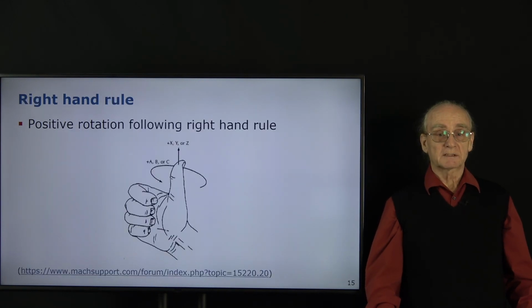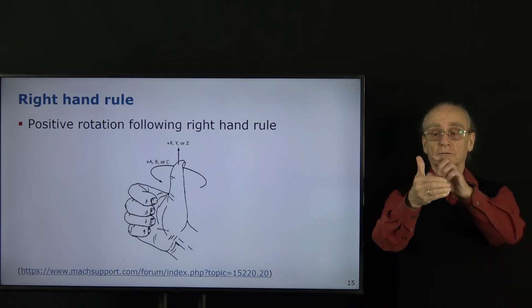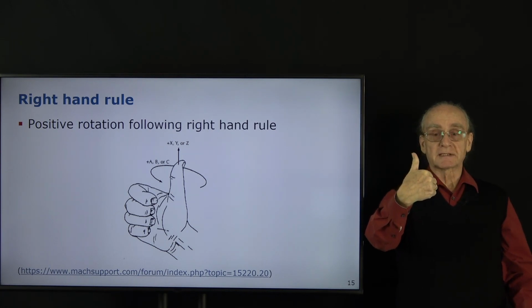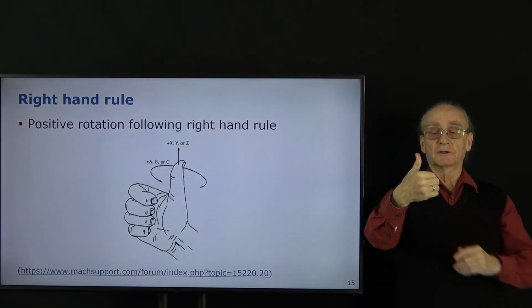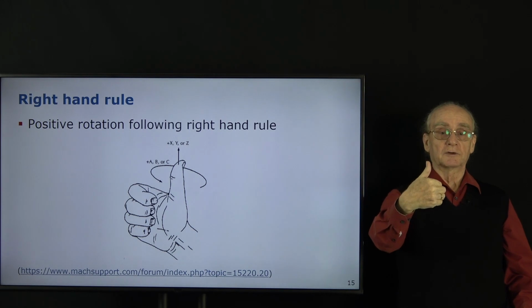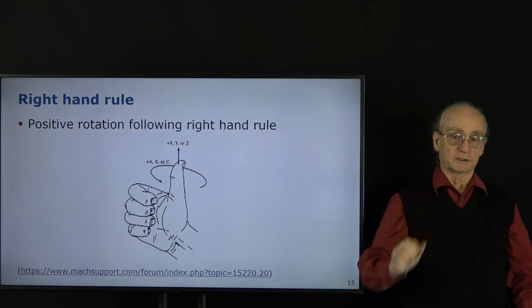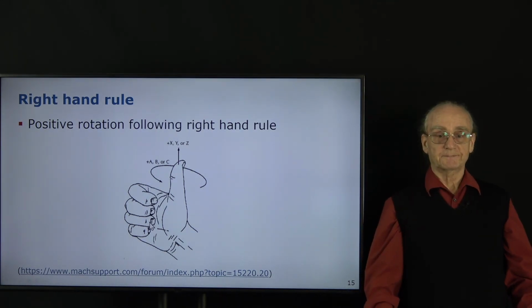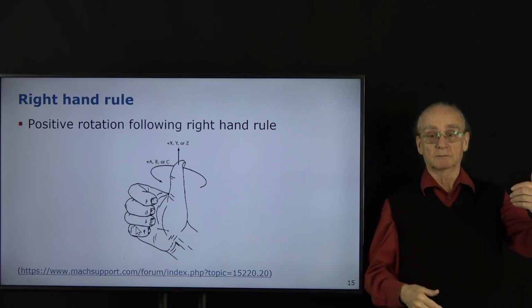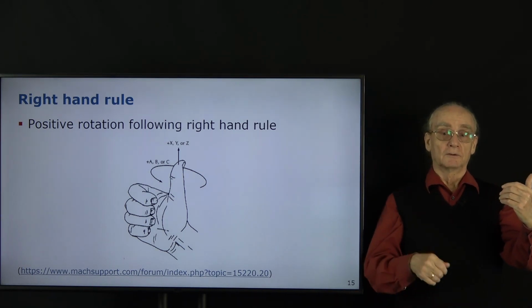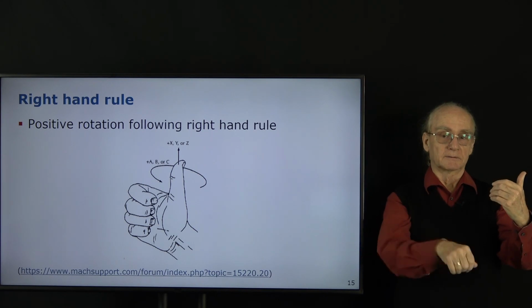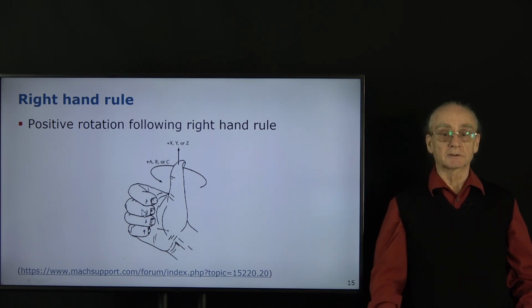In all cases, we assume that we follow the right-hand rule. So if you have a rotation axis, x, y, or z, and you rotate around this axis along your fingers, then in the direction of your fingers, this is a positive rotation. This is good because if you had a left-hand rule, you could not, as a right-hander, write at the same time while doing such a demo.